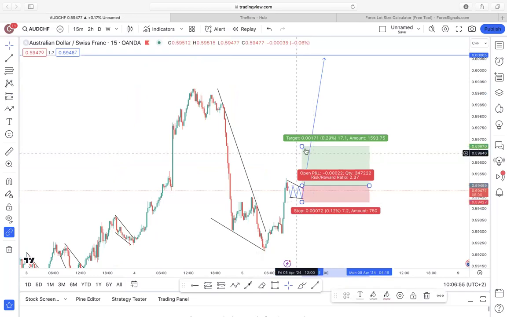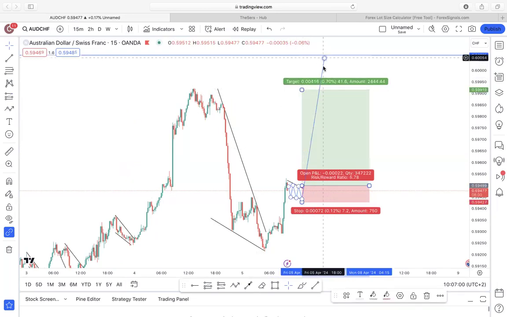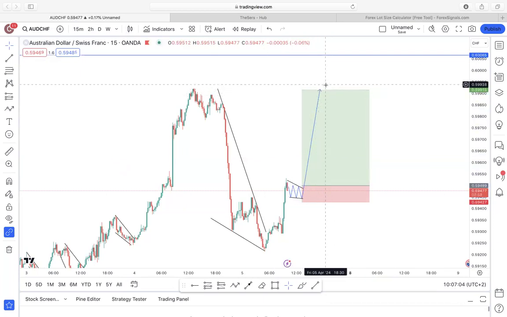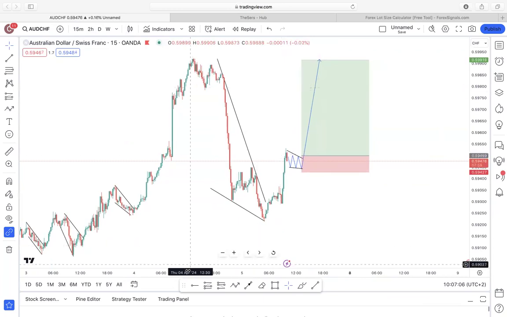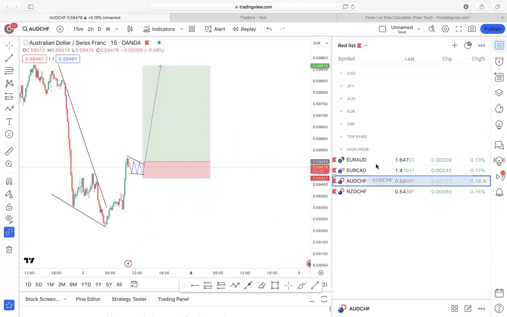So this is what I'm looking for on AUD CHF. Our first target is going to be around there. We'll see how price reacts when it gets around there, whether it forms a continuation for more buys or a reversal. But this is how I am looking at the Australian dollar over the Swiss franc. I'll just move this a bit further up.